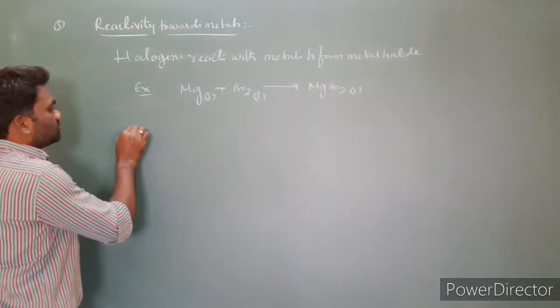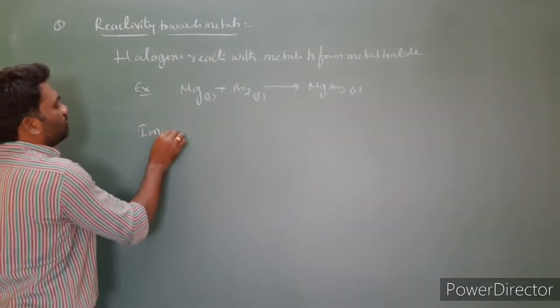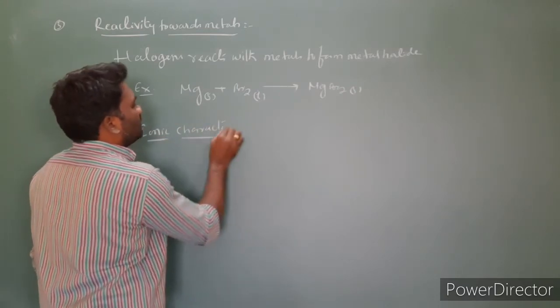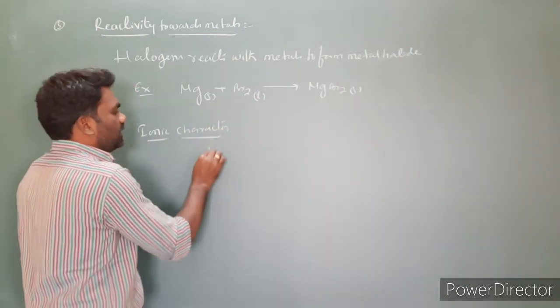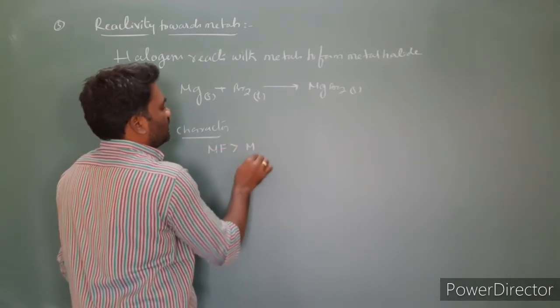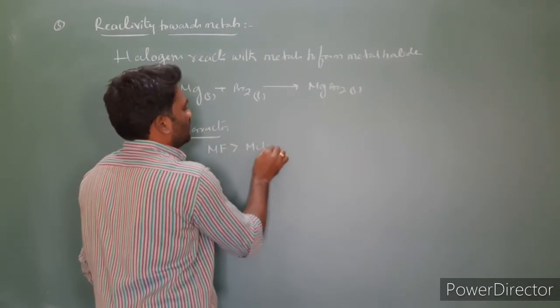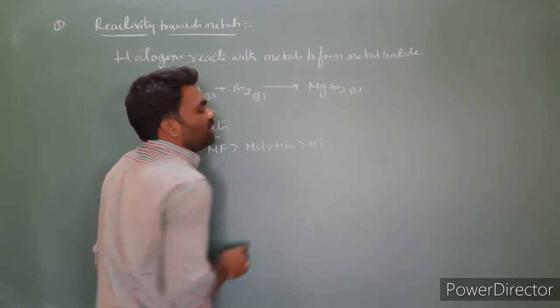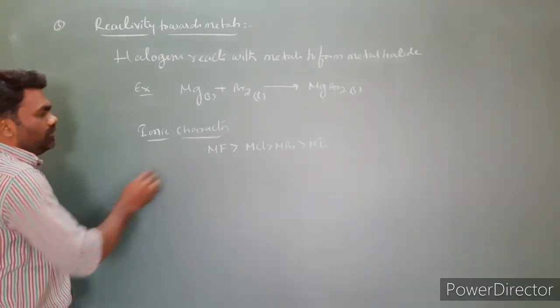Next, ionic character of metal halides. The order is MF is greater than MCl, greater than MBr, greater than MI. So this is the ionic character of metal halides.